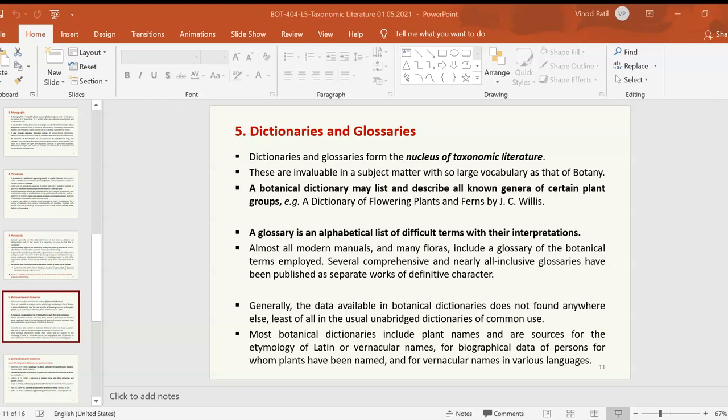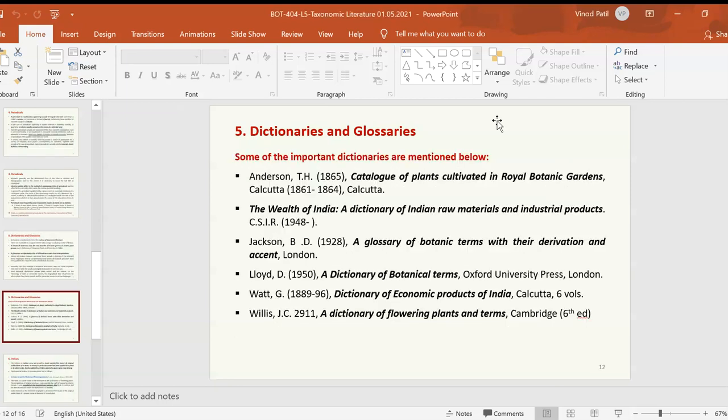So, dear students, for this we should carry a dictionary which deals with botany. Most botanical dictionaries include plant names and are sources for the etymology of Latin or vernacular names, for biographical data of persons for whom plants have been named, and for vernacular names in various languages. So this kind of knowledge will be available in the form of dictionaries.